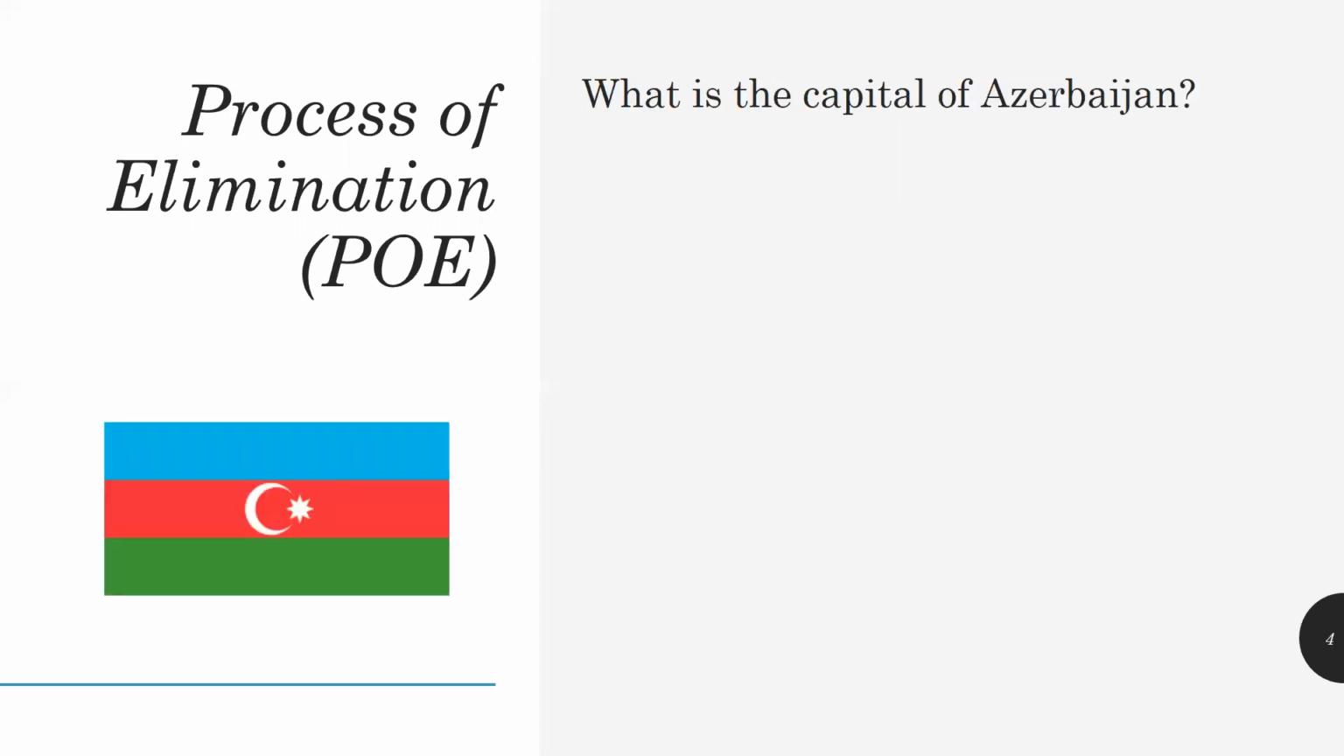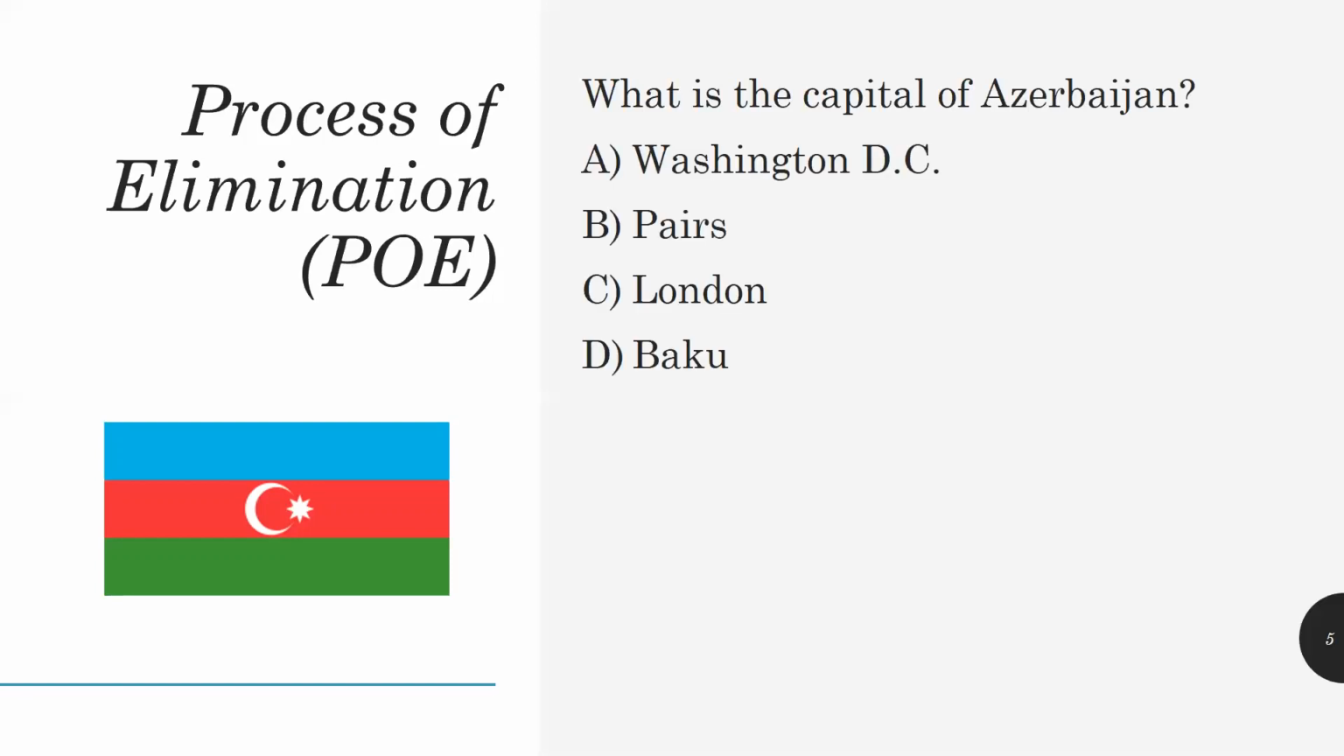Sure. So what is the capital of Azerbaijan? What the hell is Azerbaijan, first of all? If you are not a geography master, you wouldn't even know what Azerbaijan is. And capital is too far away of a question. So let's look at the multiple choice. We got Washington, D.C., Paris, and London, and Baku. So we already know that we can cross off Washington, D.C., Paris, and London.